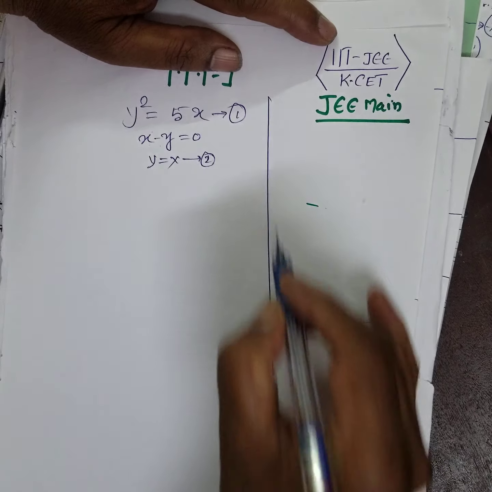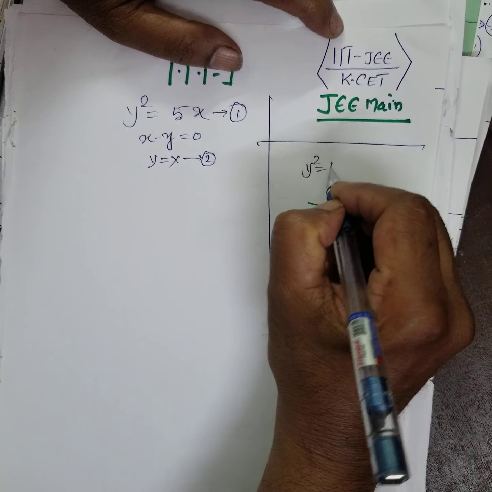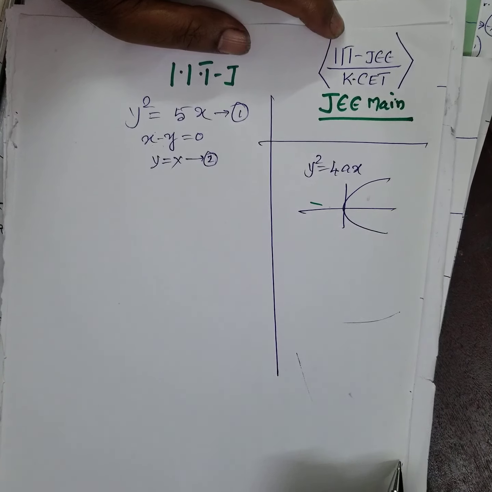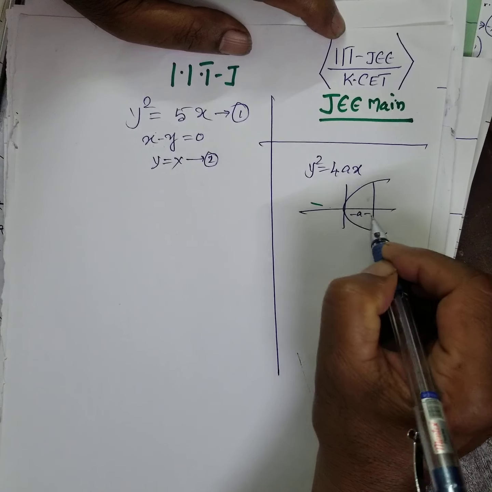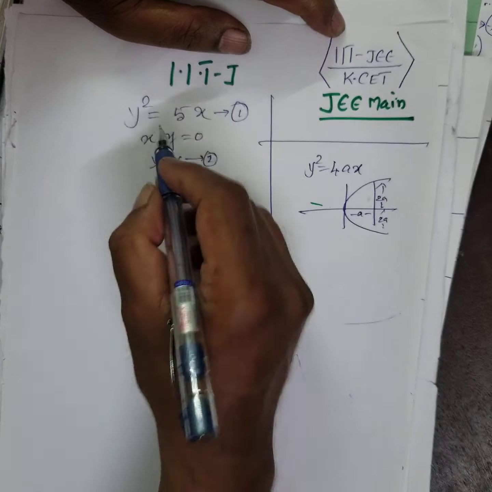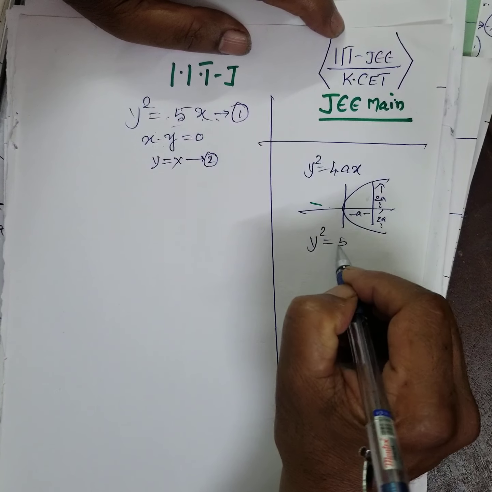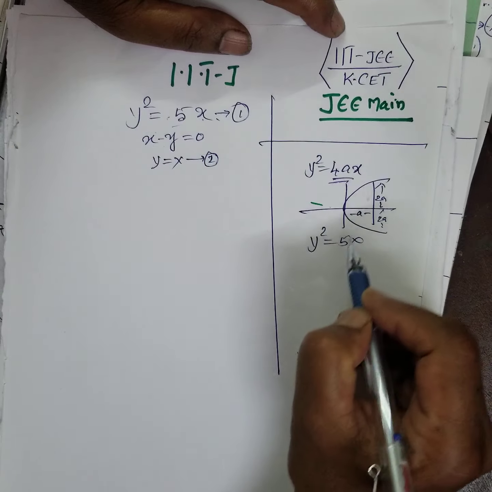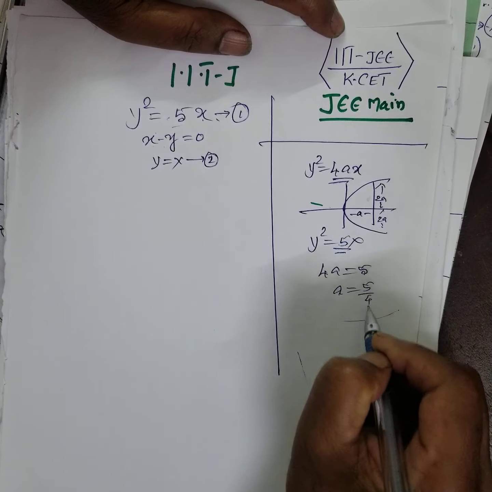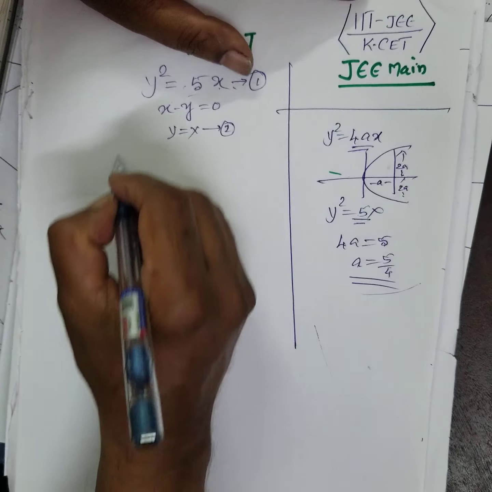See, already I told you, what is that? y square is equal to 4ax. How does the curve look like? This is it, not? Okay? If this is a, this will be 2 times a, right? For a parabola. Here y square is equal to 5x. Therefore you write y square is equal to 5x. 4a is equal to 5, isn't it? 4a equal to 5. Therefore a is equal to 5 by 4. Can you follow?